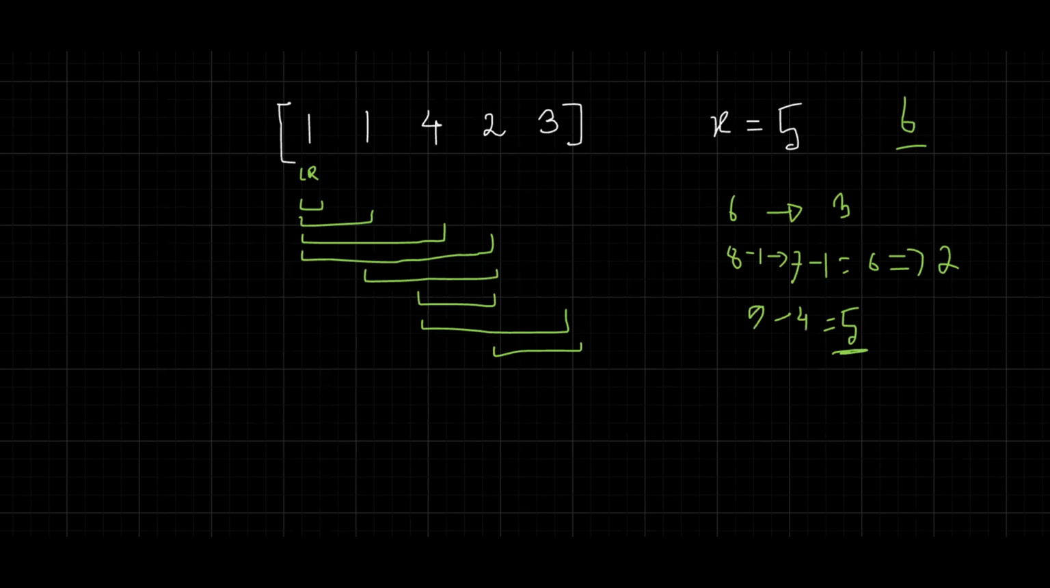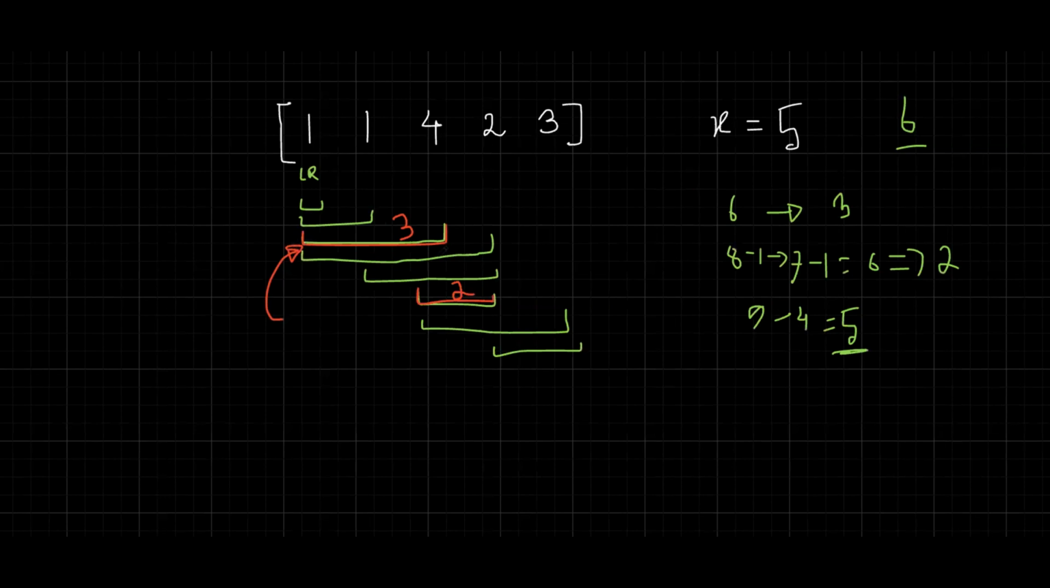So here, basically, we have found 2 windows where the summation will be 6. One is this, and another is this. This window has the size of 3. This window has the size of 2. So what is the optimal window? Here, the optimal window will be 3.